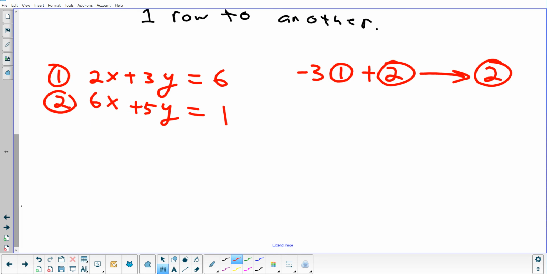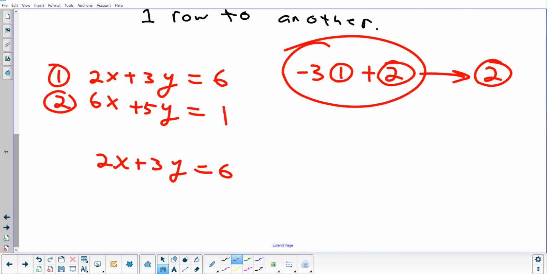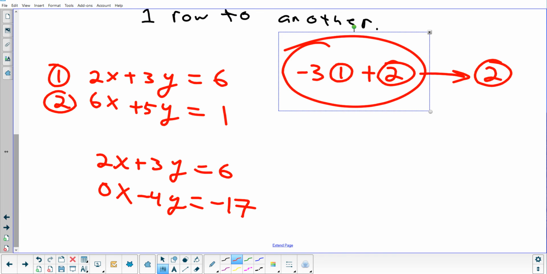So if I were to do that, I would have that as equation 1, because I'm not replacing anything in equation 1. But row 2 is going to become this. So that's what you need to do out. That would be negative 6x plus 6x, negative 9y plus 5y, negative 18 plus 1. So doing this would result in that.